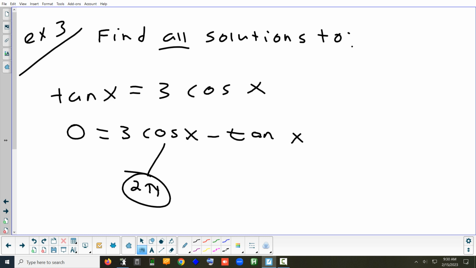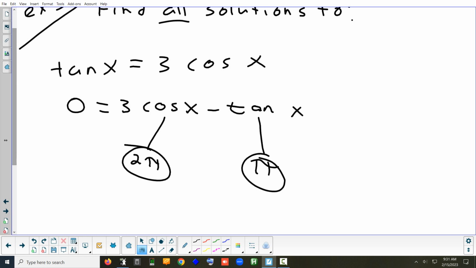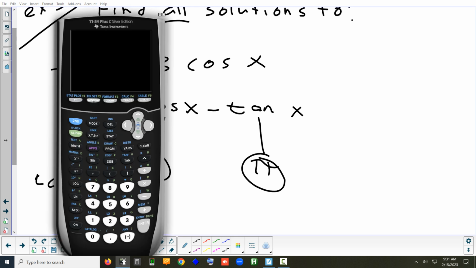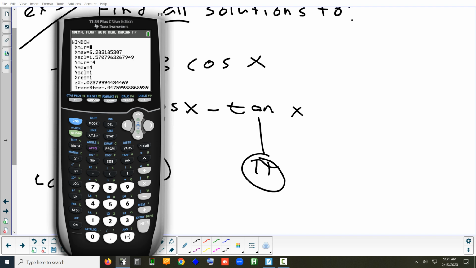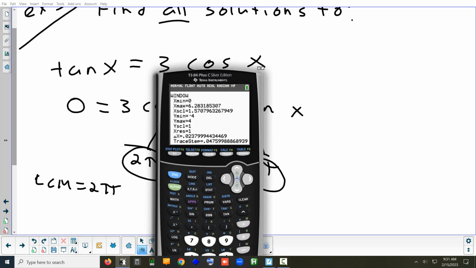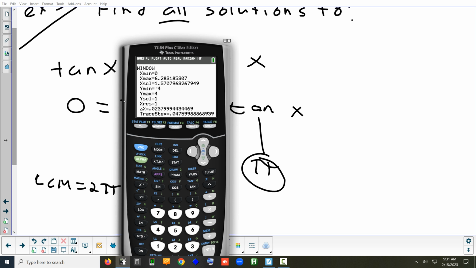And what about the period of tangent? Pi over b. Again, b is 1. So you've got the period of each individual term. What's the least common multiple of 2 pi and pi? It's going to be 2 pi. And now we're ready to set our window. Set a window that's 1 cycle wide. In this case, I would go 0 to 2 pi.